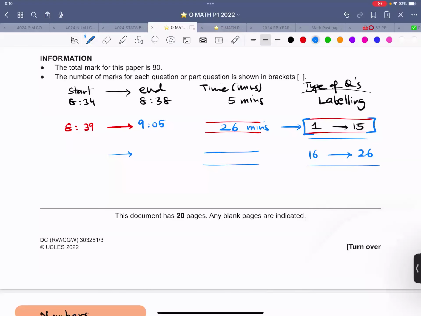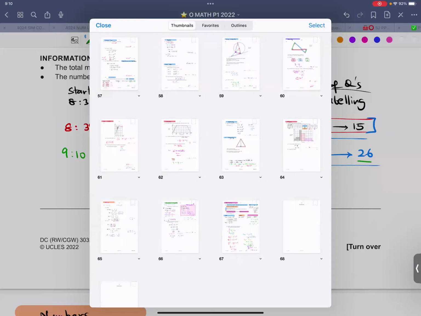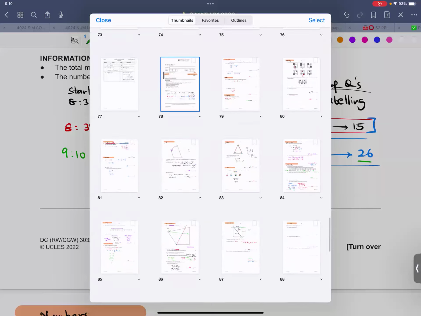Recording in progress. So let's continue with the paper. So now it's 9:10 and we are focusing on question 16 all the way till 26. So let's start with question number 16.